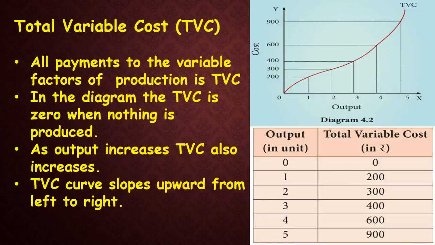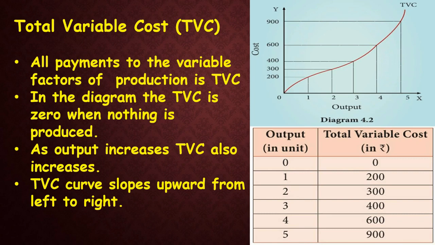The next one is total variable cost. Now total variable cost refers to the cost that changes with the change in the level of production. For example, cost incurred on purchasing raw material, hiring labor and using electricity. So, these costs are also called prime cost, direct cost and avoidable cost.